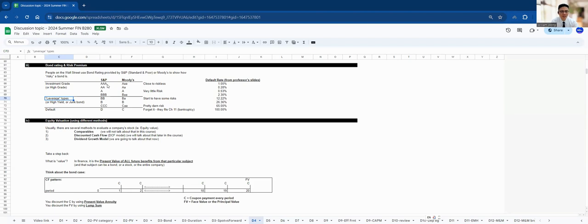And the last category is called default. Basically, nothing you need to worry about if you're not the investor. But if you are the investor, then you probably have already hired a lawyer or attorney to see how you can actually get your money back. Because default means the company or the country is actually going into bankruptcy, or going into technical default.